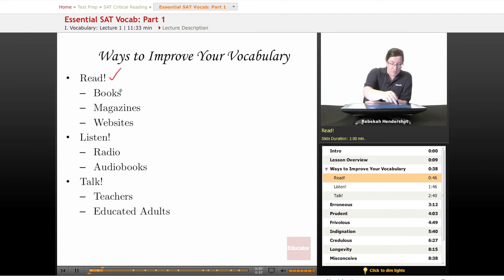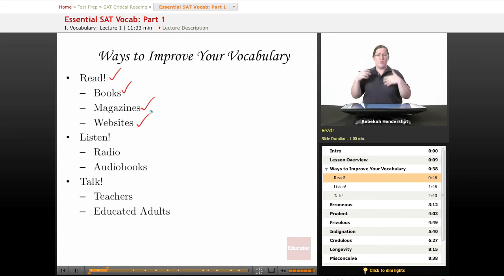So, what can you read? Read books, read magazines, read websites, and try to read things that are just a little bit above your usual vocabulary level. Things where you have to stop occasionally and go, hey, what does that mean? And figure it out from the context or look it up. Just occasionally, don't start reading things in German or reading really dense technical text that will make your head explode.